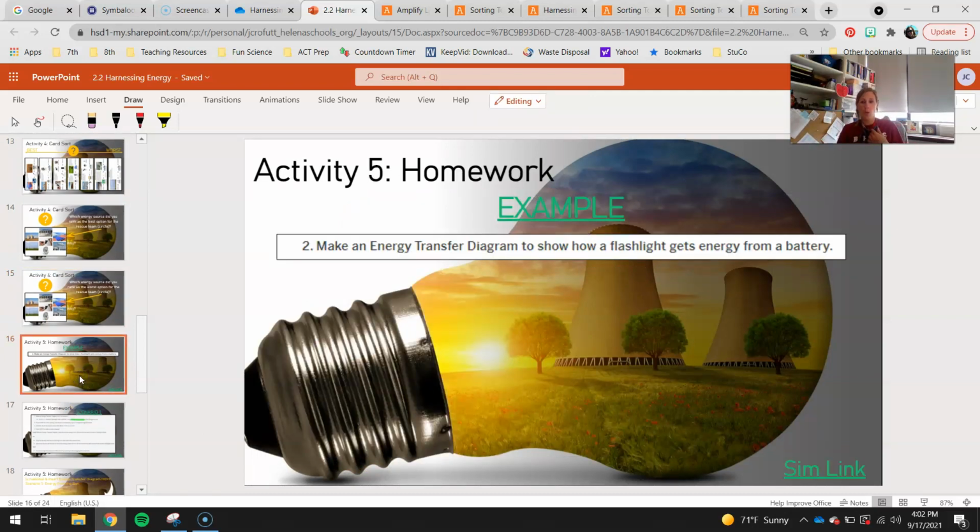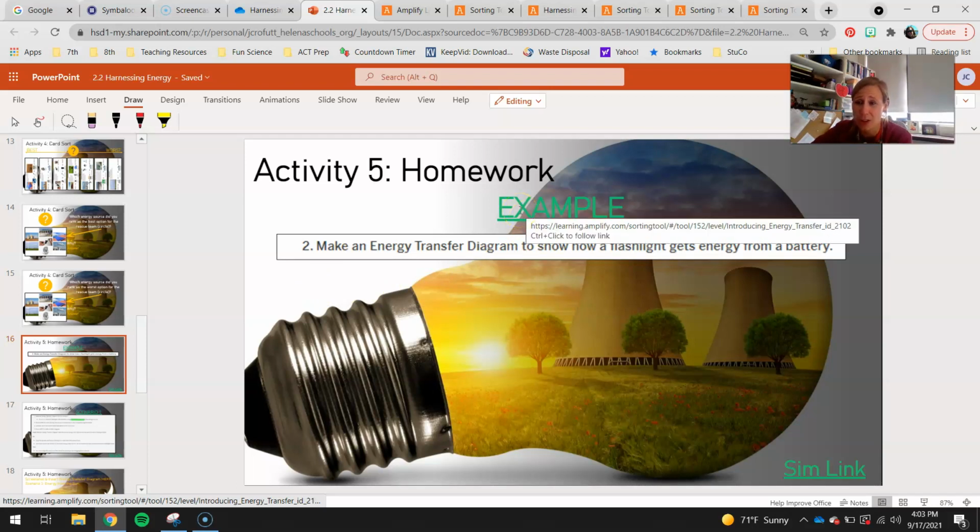Finally, moving on to your homework. I'm gonna kind of walk you guys through your homework a little bit. I'm going to do this example for you guys, and then I'm going to leave that there for you guys to see how to build a proper energy transfer diagram. And again, just to kind of clarify between our new vocab words, convert and transfer. So for this example, I'm going to show you, the goal is to make an energy transfer diagram to show how a flashlight gets its energy from a battery.